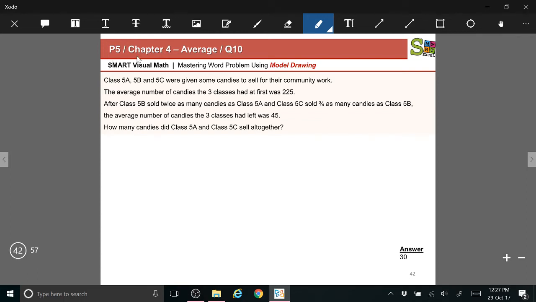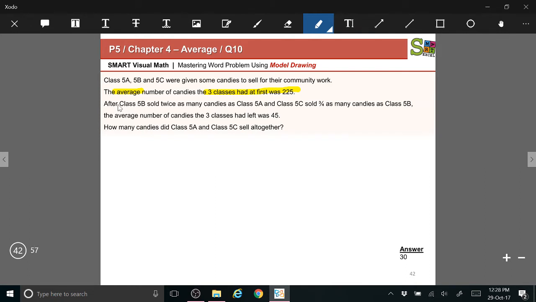Hi, this is P5, Chapter 4, Average, Question 10. Classes 5A, 5B, 5C were given some candies to sell for their committee work. The average number of candies the three classes had at first was 255. So the average for the three classes at first was 255.